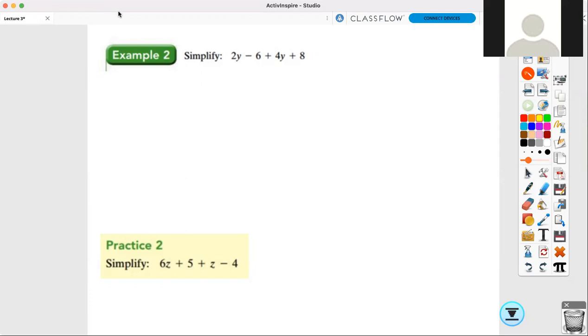All right, example 2. Simplify 2y minus 6 plus 4y plus 8. At this point in time, we should be able to tell me how many terms there are, how many are variable, how many are constant, and do we have any like terms? So first question, how many terms do y'all see? 4. 4, that is correct. How many are variable? 2. How many are constant? 2. Excellent. Can we combine anything? Are there any like terms y'all see there?